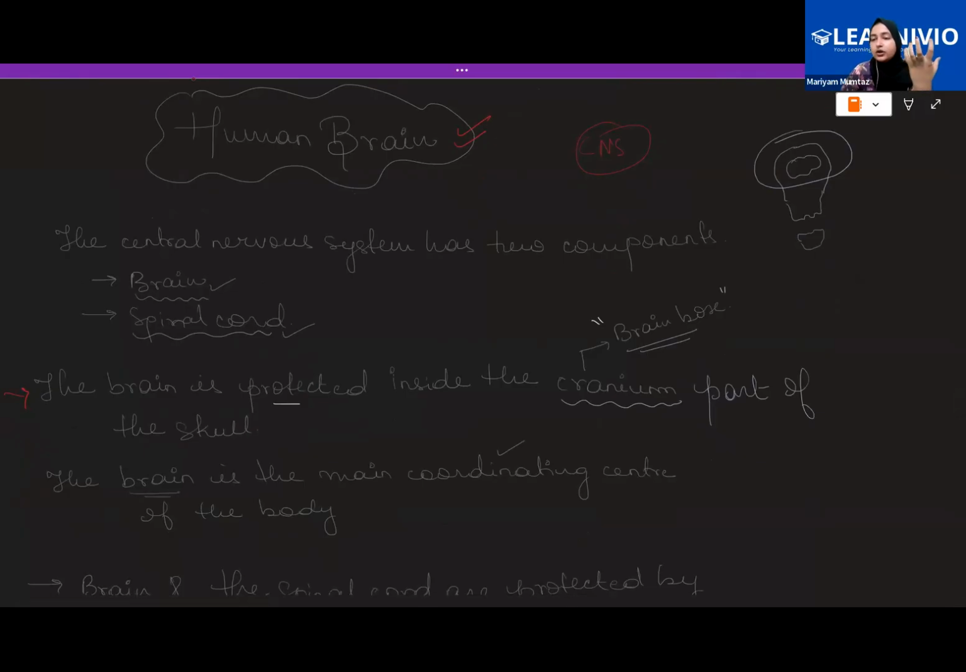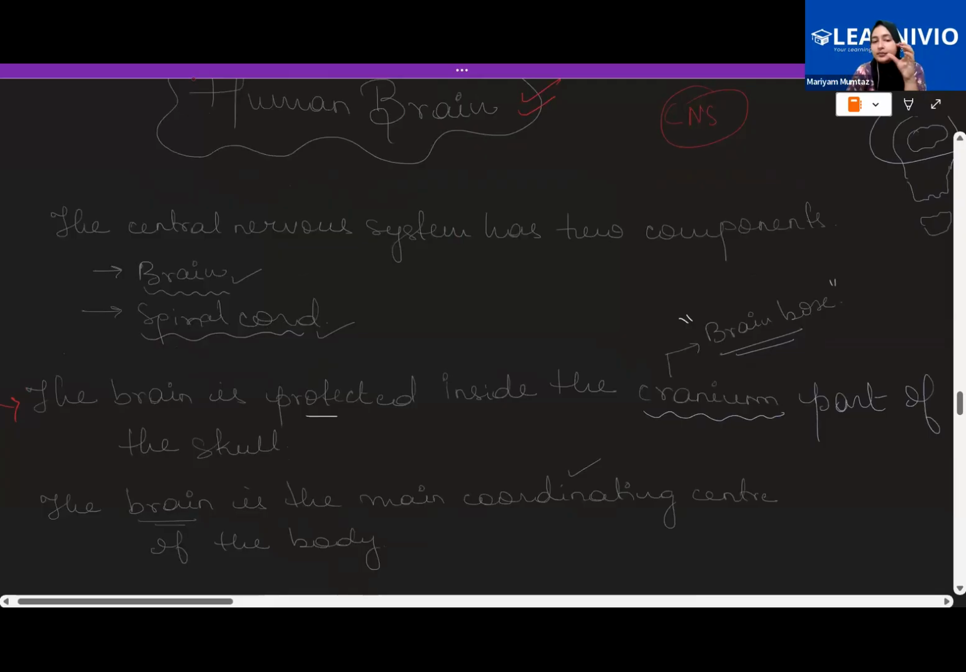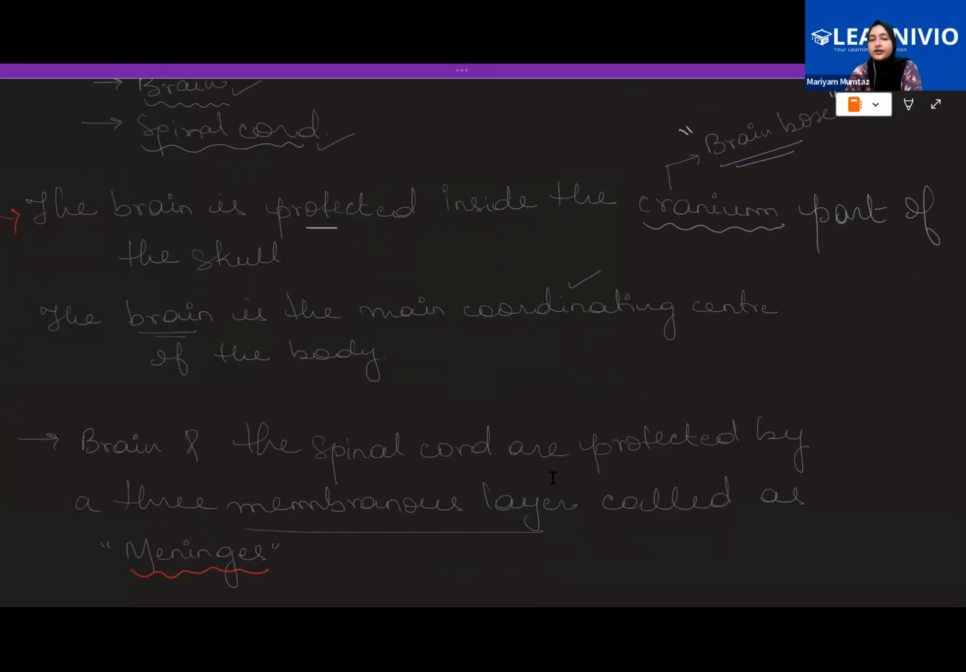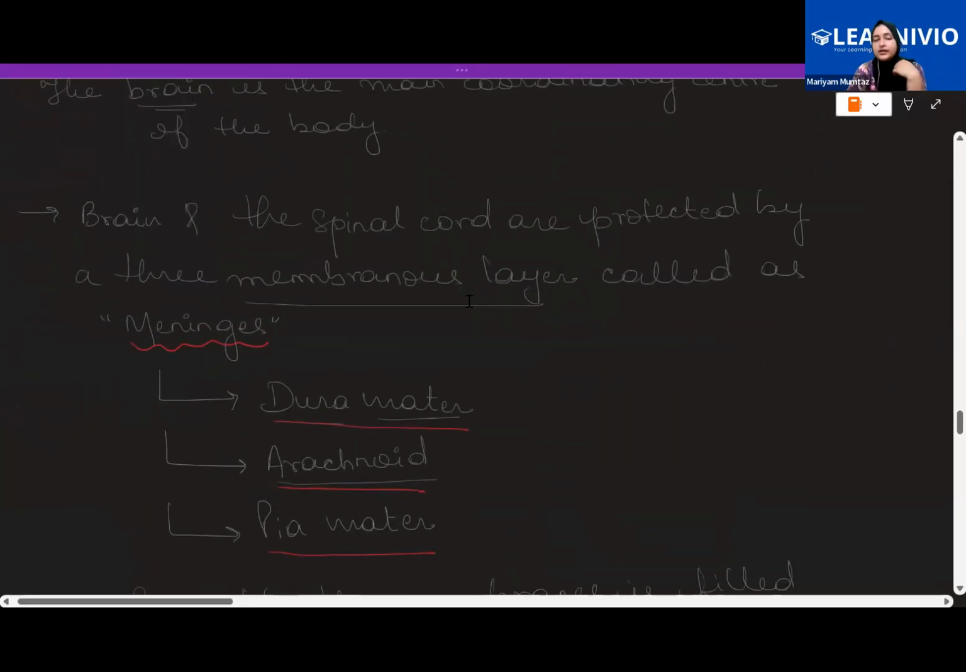Since they are very delicate organs of our body, they have to be provided with a lot of protection. The brain is protected inside the cranium, which is the brain box, right? Cranium is a part of our skull. The whole thing is our skull, which contains the facial bones and the cranial bones. In the cranium, the brain is present. The cranium is the part of the skull that is responsible for protecting the brain. We all know that the brain is the main coordinating center of our body, and every single activity that happens in our body happens because of the brain, and that is why it's so very important.